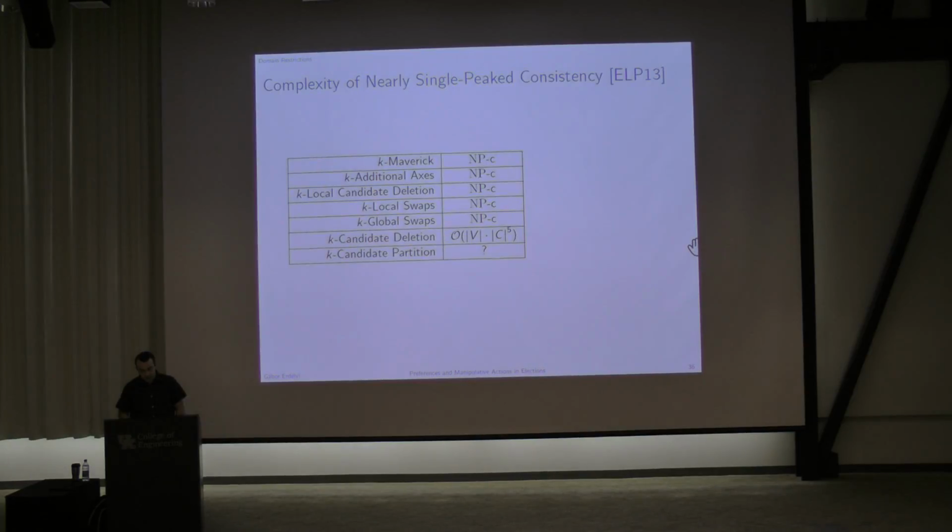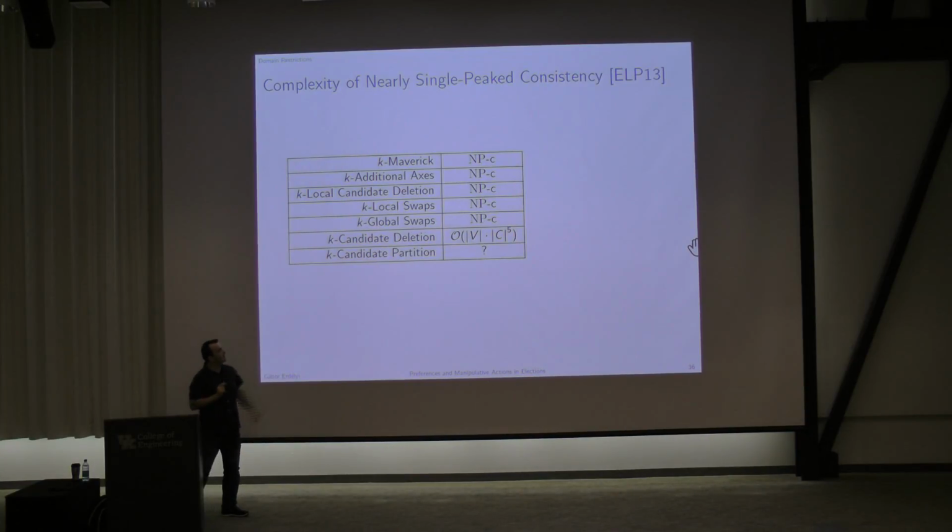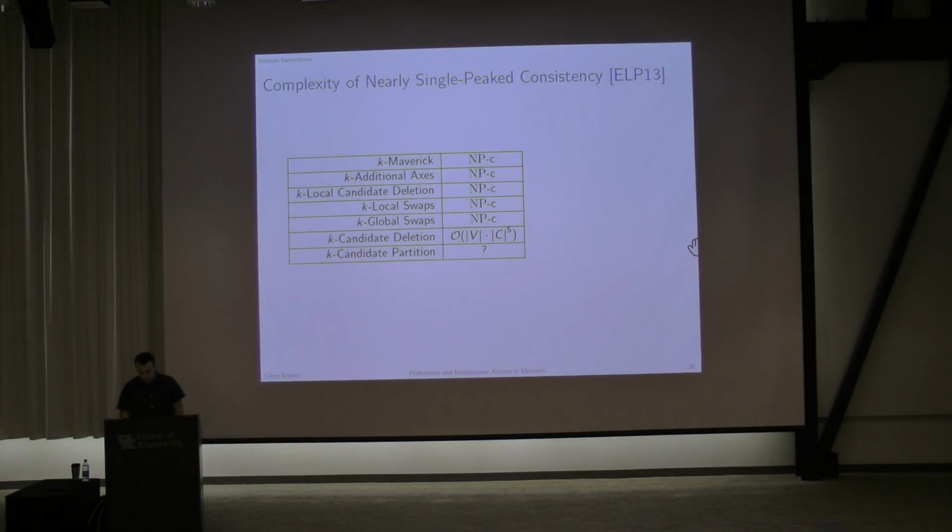First of all, single peak consistency, so the question whether the profile is k-Maverick, k-additional axis, and so on, single peak consistent, jumps from linear time to NP-completeness. The only case where we still have a good running time is k-candidate deletion, and k-candidate partition is still open. We don't know yet what result is there. On the other hand, verifying if for a given axis the profile is k-Maverick, k-additional axis, and so on, single peak is still solvable in polynomial time.